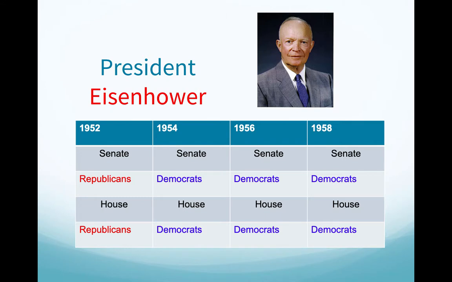So just as a review, the red, all red here, that signifies unified government. And then when the president is from a different party than Congress, either one or both chambers, that's a divided government.